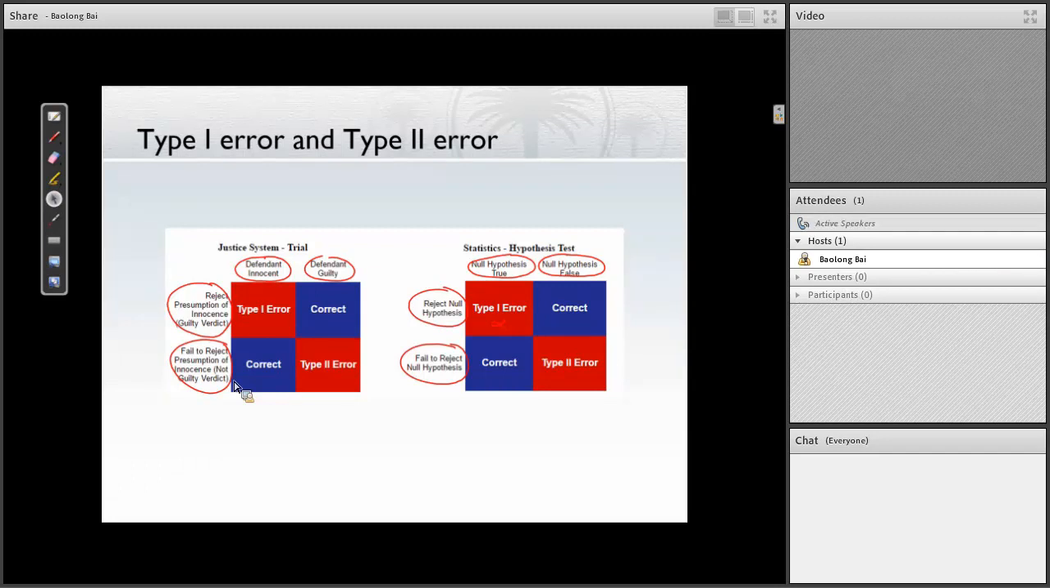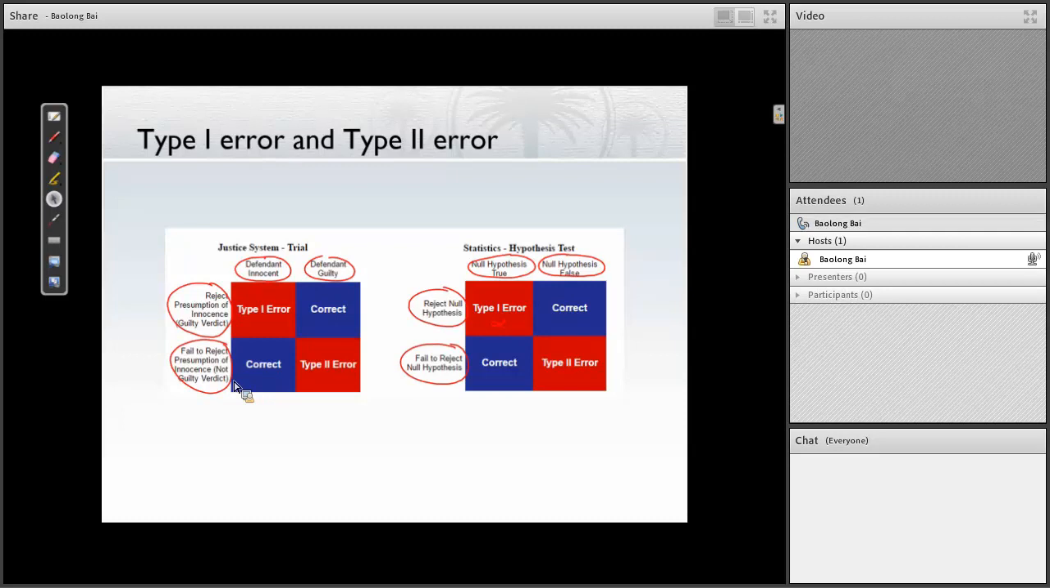And next thing, if we fail to reject the null when null is actually true, that's the analogy to the judge failed to convict the defendant when the defendant is actually innocent. So that's also the correct decision, right? He's innocent, so we didn't convict him. And the same process as here, but failed to reject null when null is false. That's a correct decision.